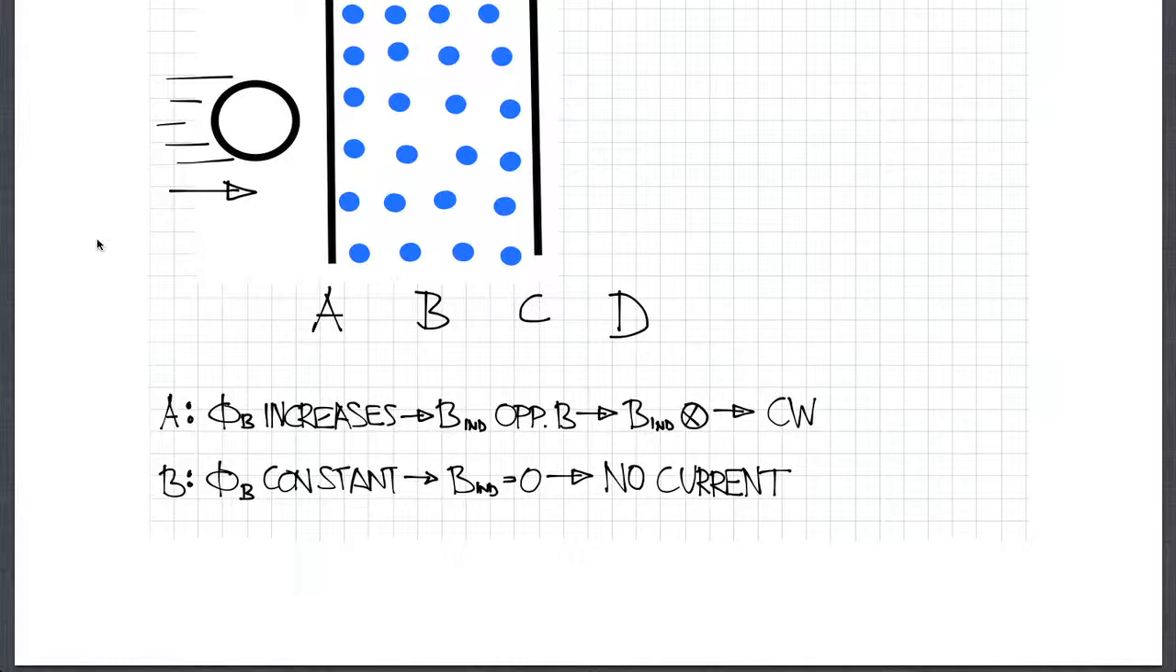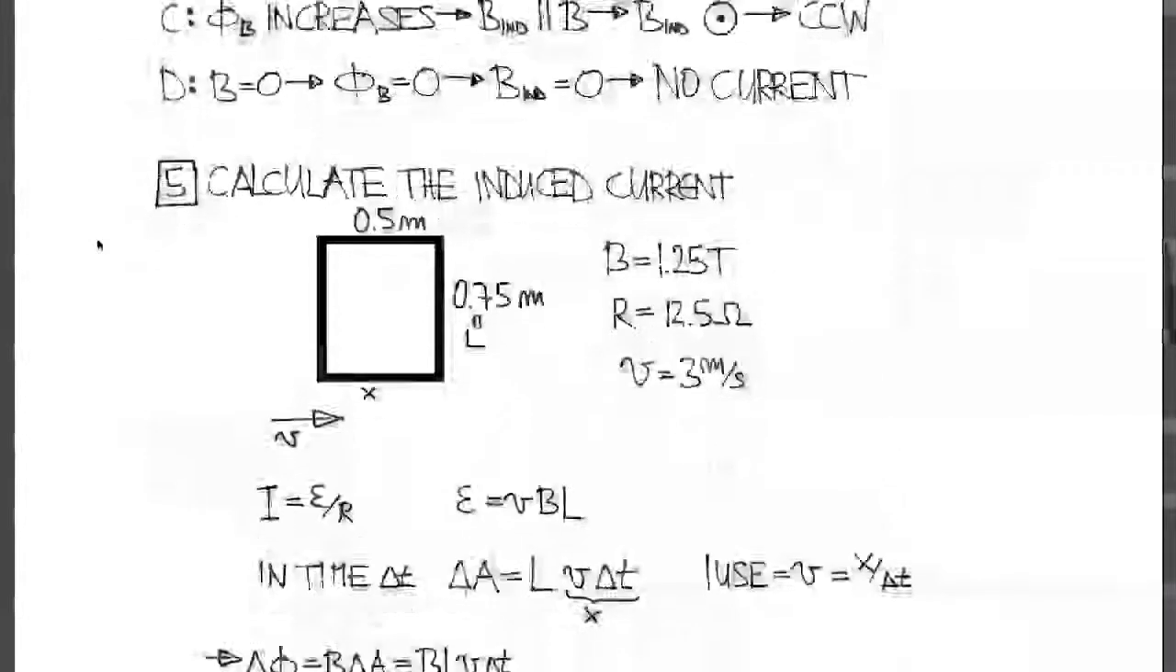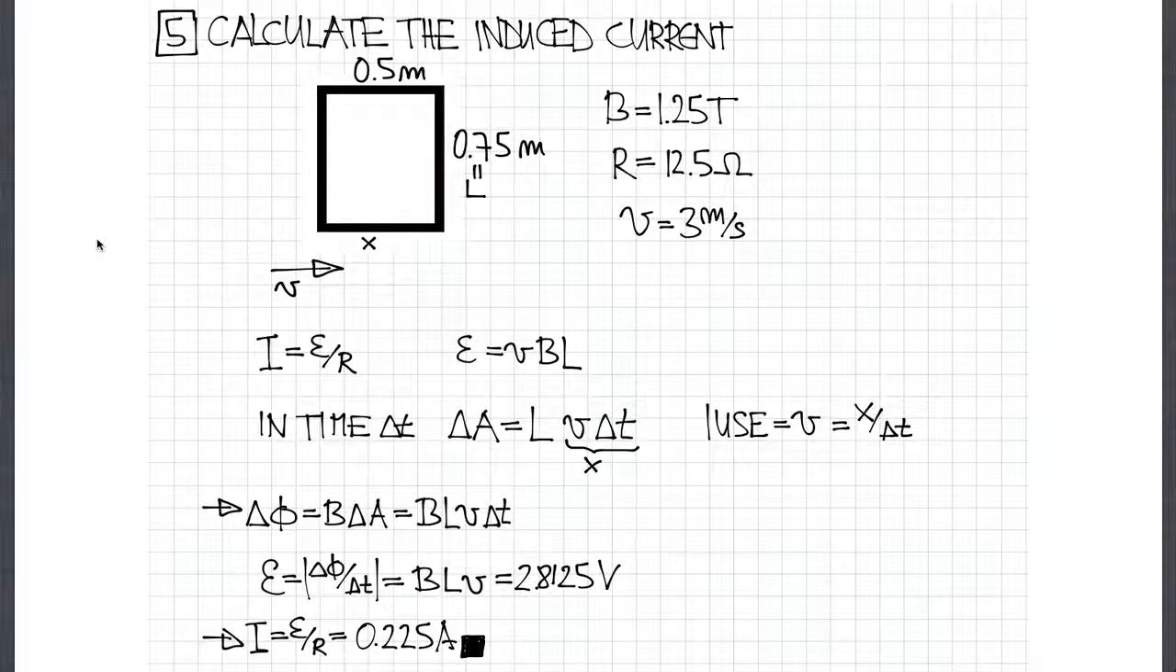The final example that I would like to show is the following. What we want to do is calculate the induced current in this rectangle that is moving at a velocity v in a magnetic field of 1.25 Tesla, and it has a resistance of 12.5 ohms. The current is given by the EMF divided by the resistor R, so we have to calculate the EMF. And remember, we calculated that earlier for the case of the railgun, and we showed that E was V times B times L, where V is the velocity.